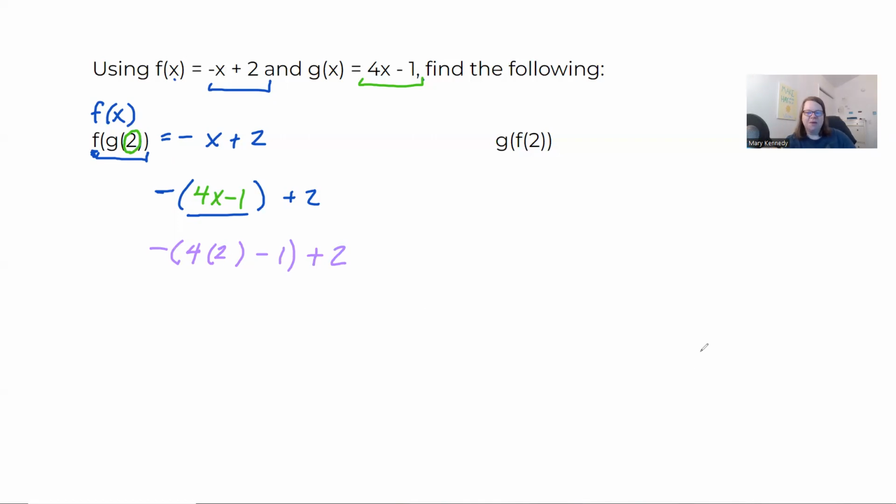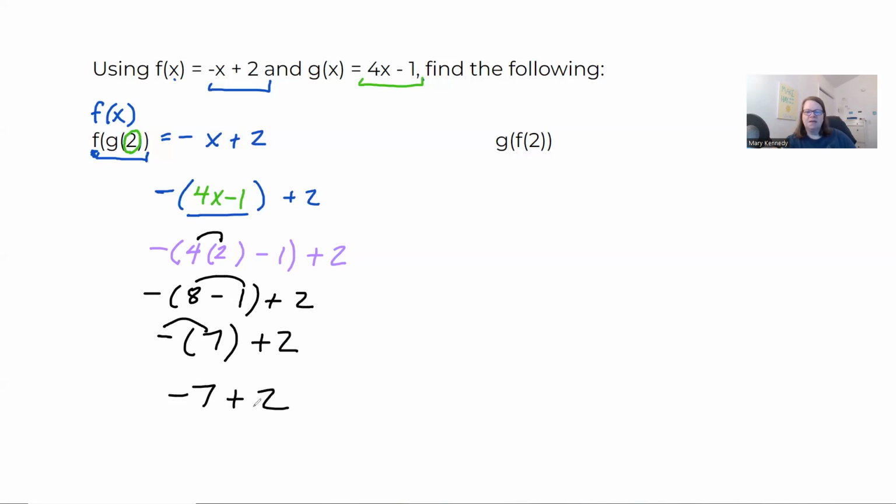All right. At this point, we are simplifying this. So we're going to use order of operations and see what we can do here. Inside of this parentheses, we have this other parentheses. 4 times 2 is 8. So we have negative, parentheses, 8 minus 1, plus 2. And then inside here, 8 minus 1 is 7. And then we can say, well, this is the opposite of 7, so that's a negative 7. And then negative 7 plus 2 is negative 5. So for these two functions, f of g of 2 is equal to negative 5.